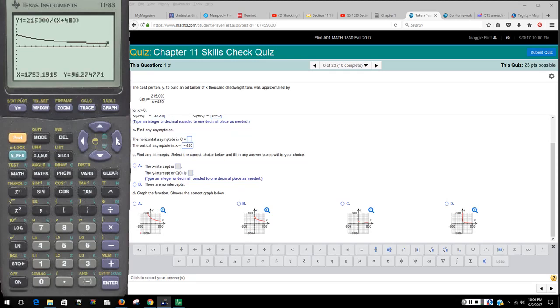And notice that it's getting smaller and smaller. So I'm just continuing to trace, and you notice that as your x is headed for 5,000, your y is still shrinking.